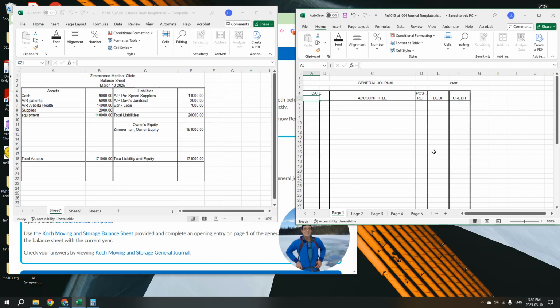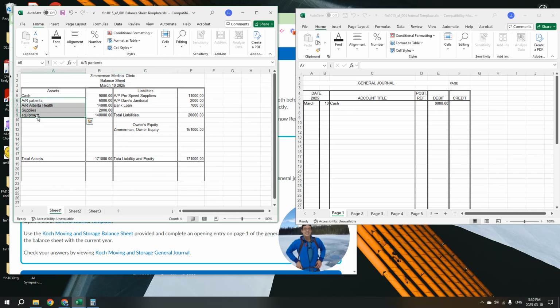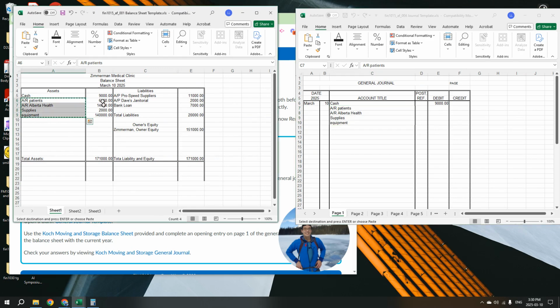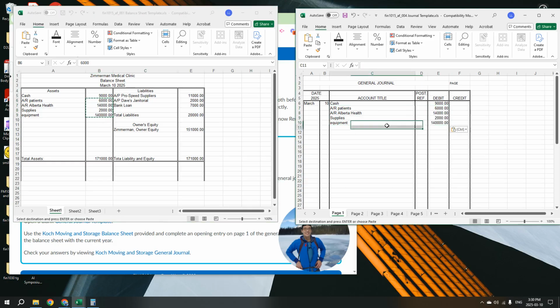Okay, so date. It is the year 2025. It is March 10th. Now we're going to put in cash. What was the cash amount? It is $9,000. You know what? Let's do some copying and pasting. And then we'll copy these amounts as well. Now, this post reference column, we're going to leave blank for now. This will be for our next step.